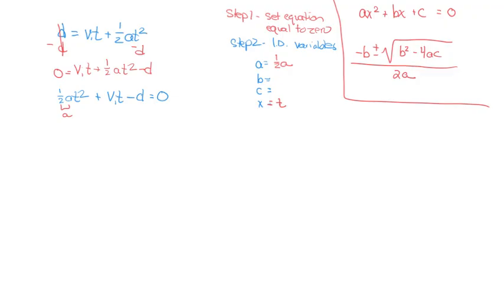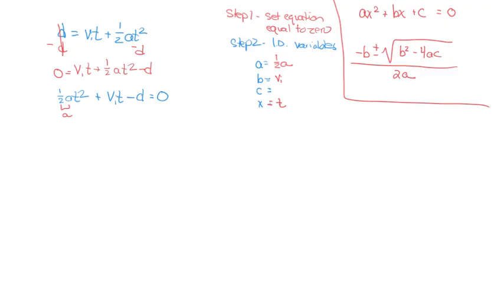Try not to get the a's confused. This a is part of the quadratic formula. This a here in the kinematic equation stands for acceleration. So despite the fact that they're both a's, they mean different things. The next step for b is identifying what the b is. So b is just the x, so the t is our x, and the thing that's with that is the vi, the initial velocity. So b is equal to vi.